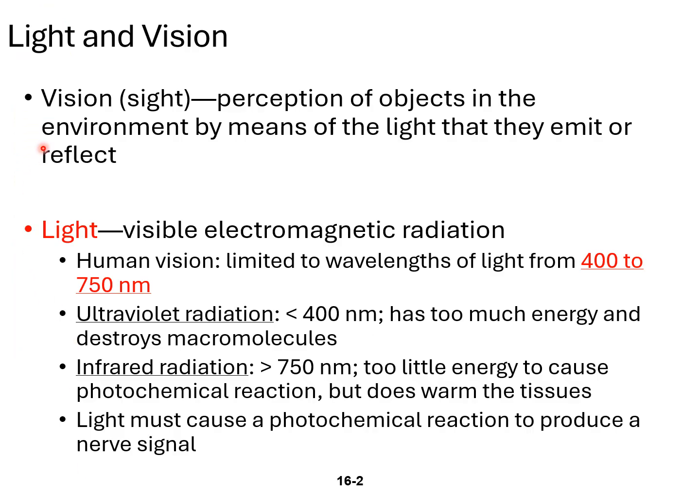So vision, perception of objects in the environment. And this is by light that they either emit, like a light bulb, or reflect, pretty much everything else. A chair, your clothes, everything else is going to be reflecting light. And light is visible electromagnetic radiation. Our vision is limited to the wavelength of 400 to 750 nanometers. And nanometers is a very small measurement. So we're only able to see 400 to 750 nanometers.